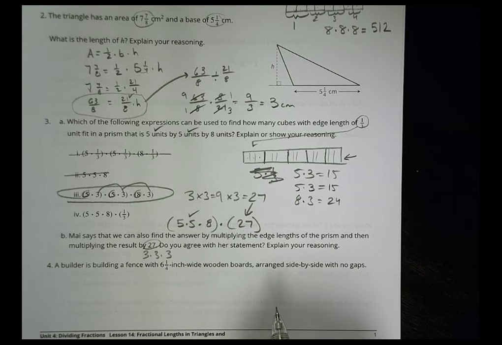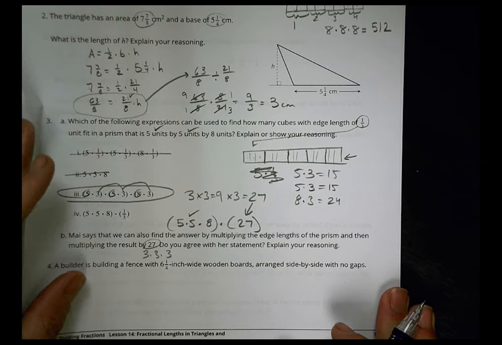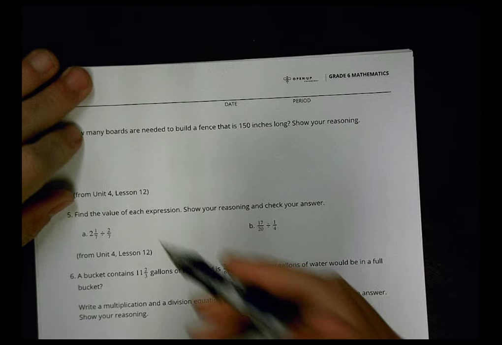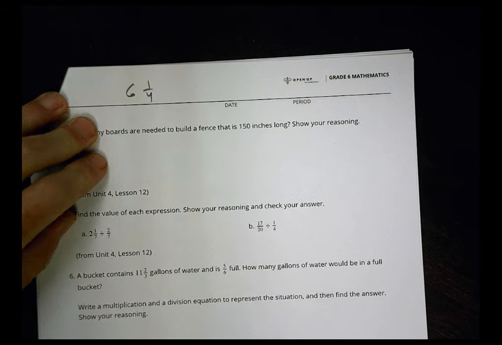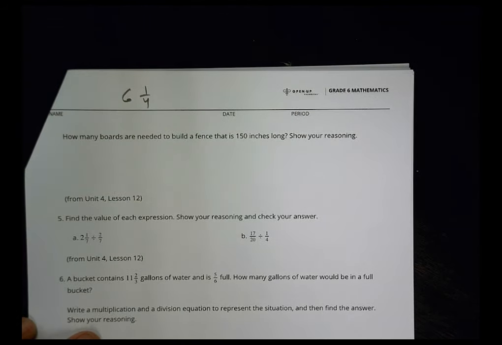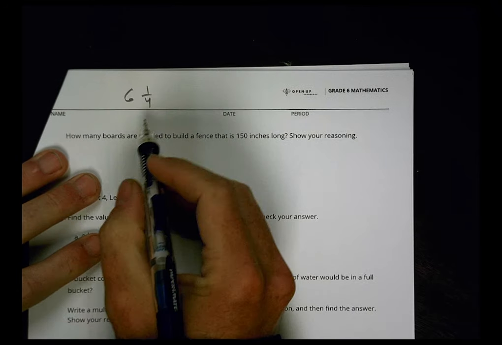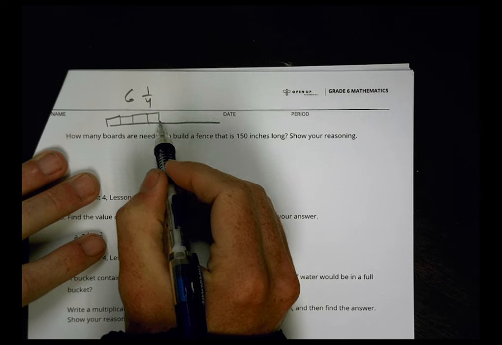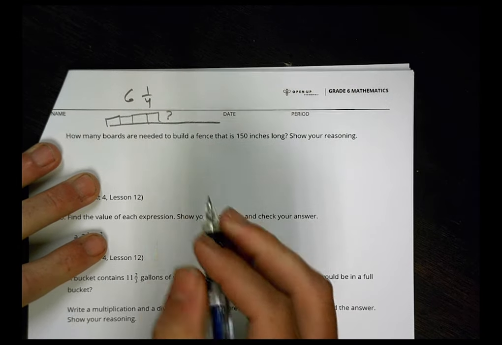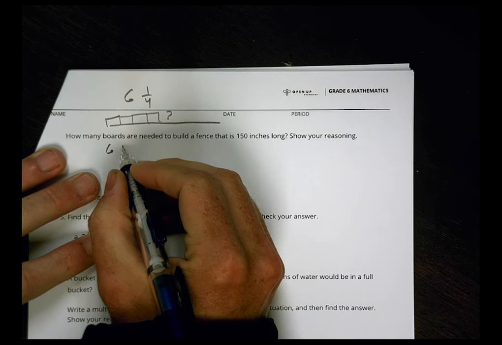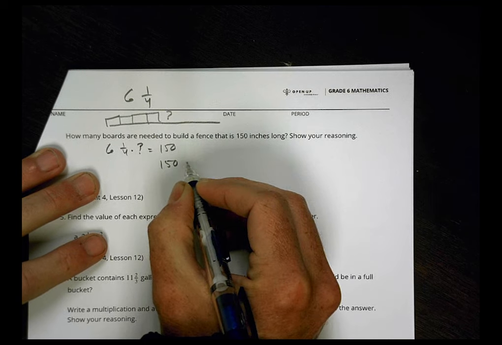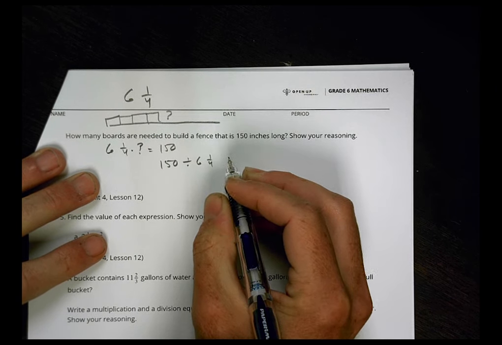Okay, a builder is building a wood fence with 6 1/4 inch wide wooden boards arranged side by side with no gaps. How many boards are needed to build a fence that is 150 inches long? So we have a fence that's 150 inches long, and we're going to put inside of it 6 1/4 inch boards. So how many does it take to fill that length? As multiplication, it's 6 1/4 times what will give me 150. As division, it's 150 divided by 6 1/4.